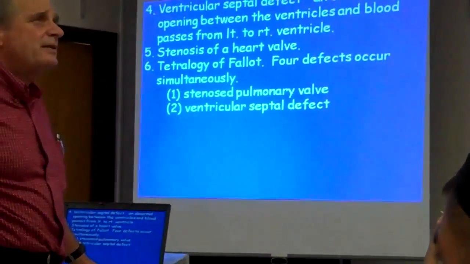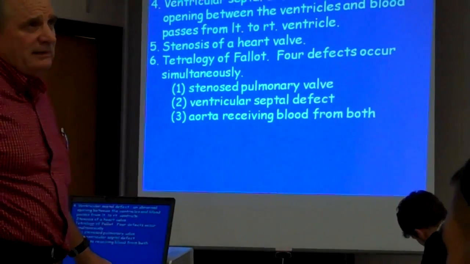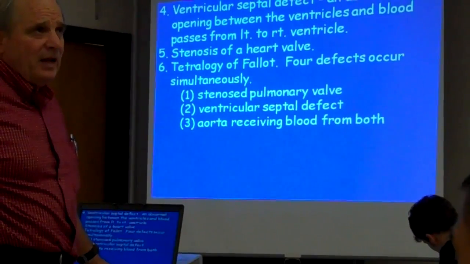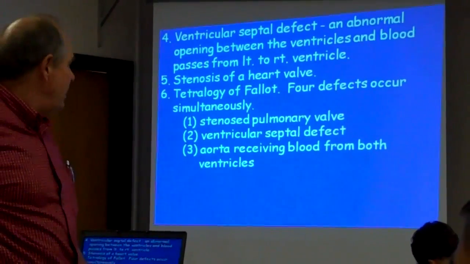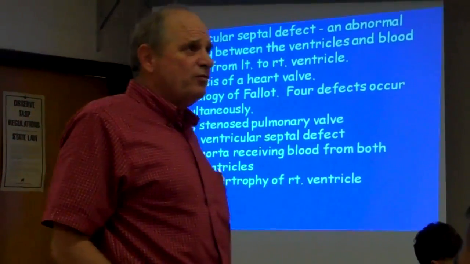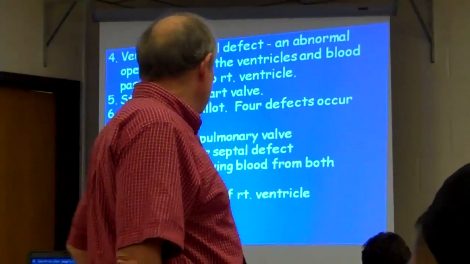Ventricular septal defect. The aorta is receiving blood from both ventricles, and the last one is going to be an enlarged right ventricle. The next one will be hypertrophy, which means enlargement. Hypertrophy of the right ventricle.